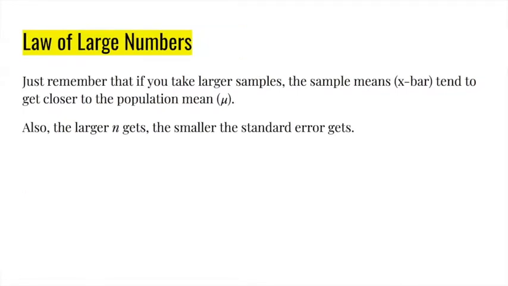Remember that with the central limit theorem, as we take larger samples, the sample means tend to get closer to the true population mean, and also as n gets larger, the standard error gets smaller. Remember that the standard error formula is the standard deviation divided by the square root of the sample size. Because you're dividing by the square root of the sample size, the larger the sample size gets, the smaller that fraction gets. So the standard error goes down as we take larger samples.